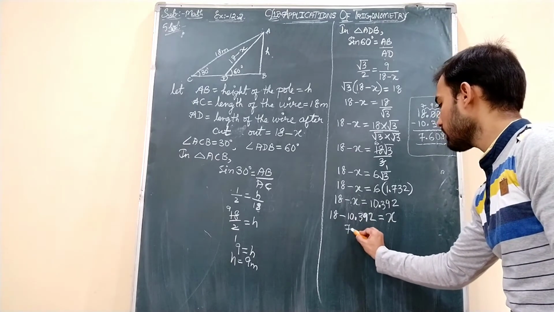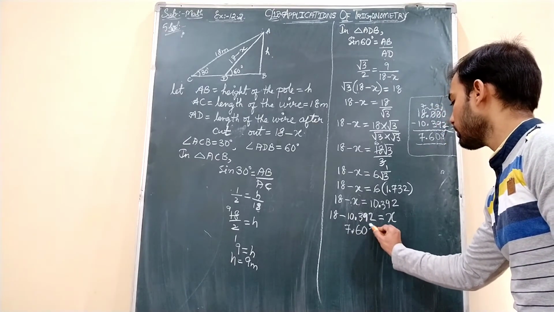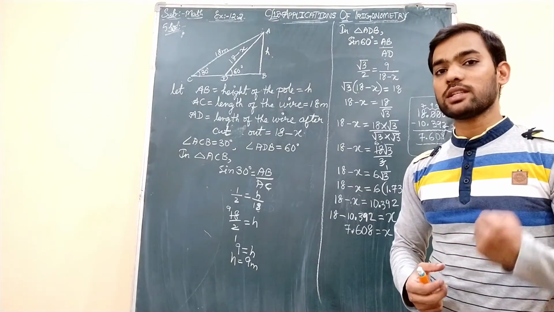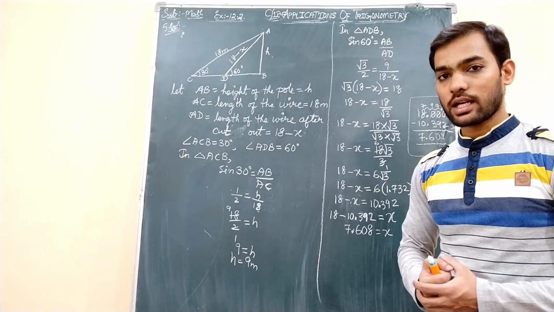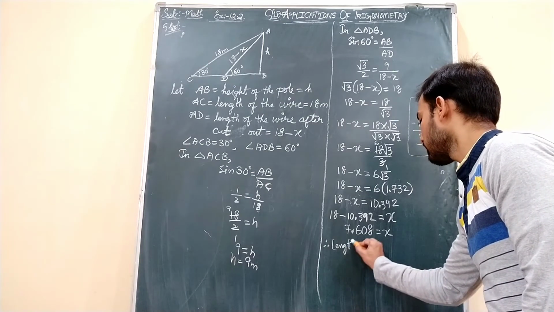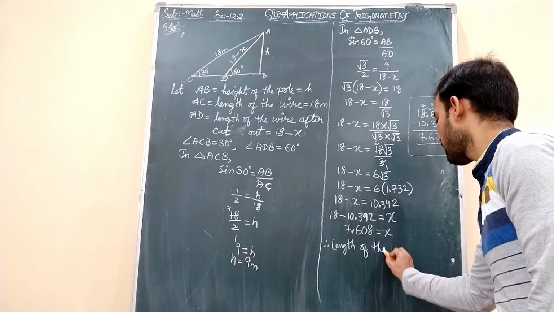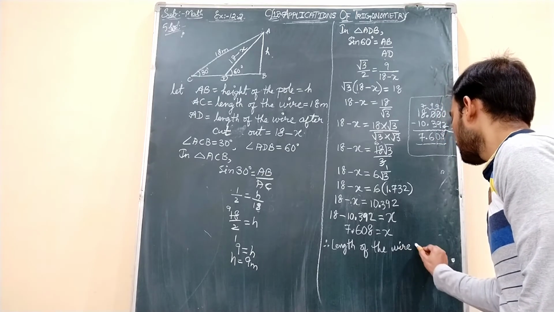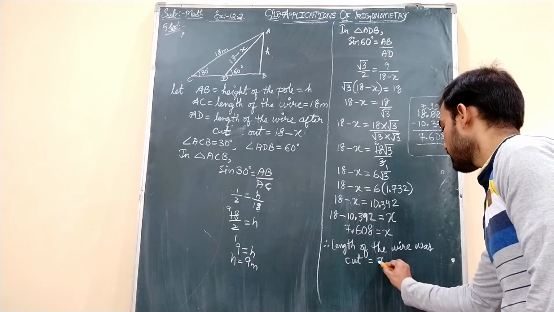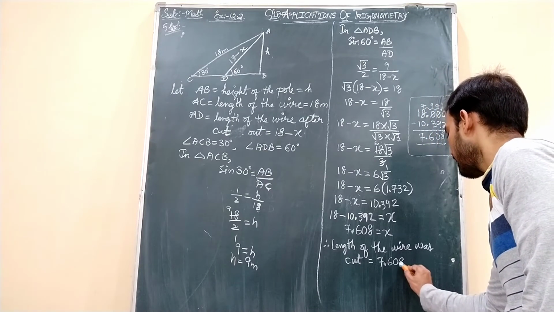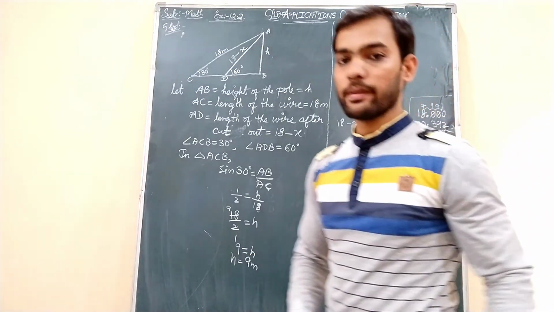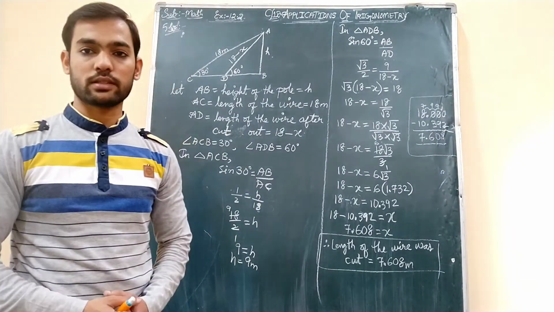So 7.608 we got as the value of x, that is nothing but 7.608 meters length of the wire was cut out, right? So at last we write, therefore, length of the wire that was cut is equal to 7.608 meters. Okay, students, keep it in a box. This is your answer. Copy this one, then we will proceed to the next question of this exercise.